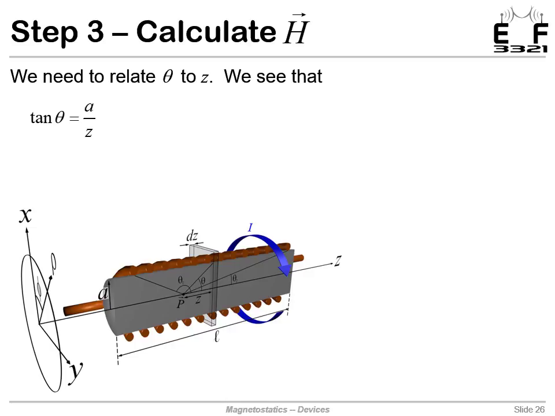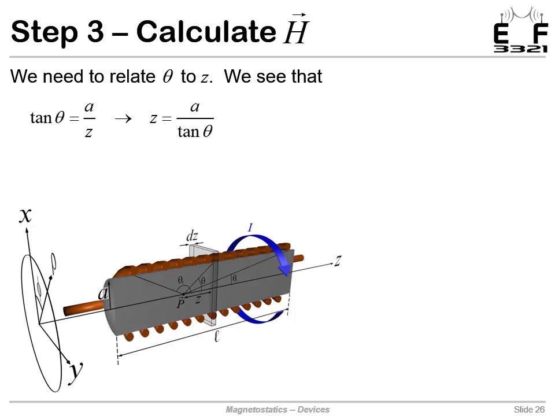We need to convert from z to theta. And we do this from an observation. We have a triangle here. And so the tangent of this angle is the opposite face divided by the adjacent face. Well, the opposite face, remember the radius of our solenoid is a, and this face has a length z. So the tangent of theta is a divided by z. We can solve that equation for z, and we get here. So now there's our equation that relates theta and z.